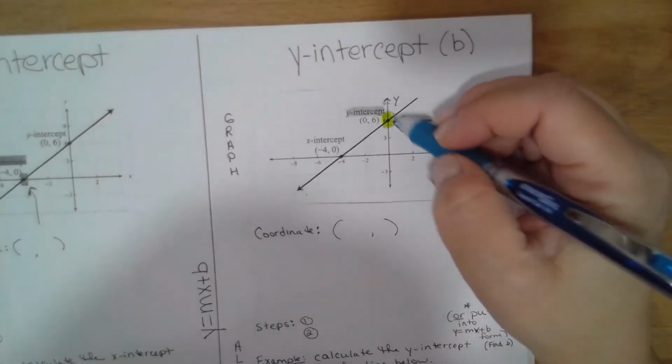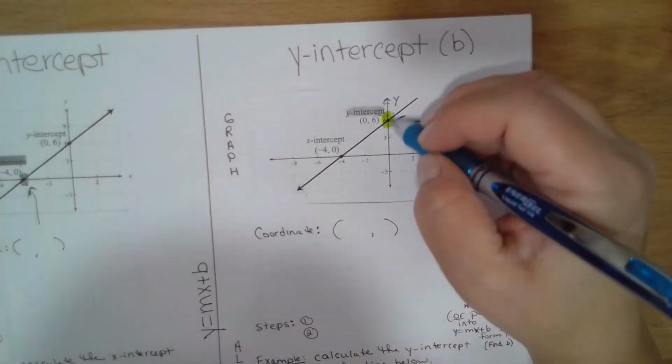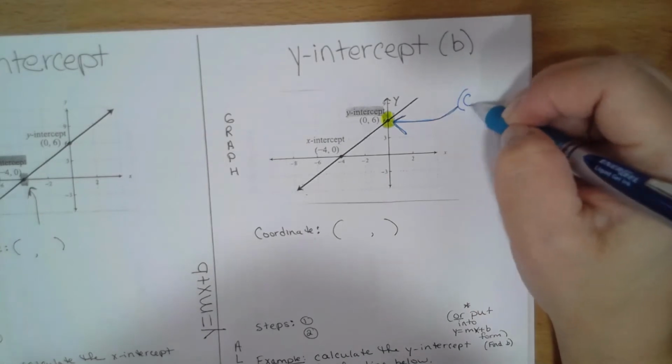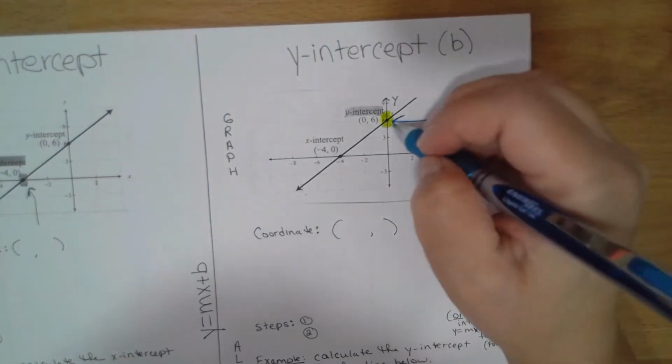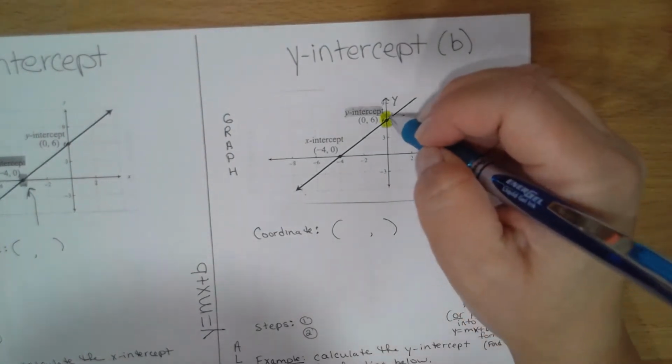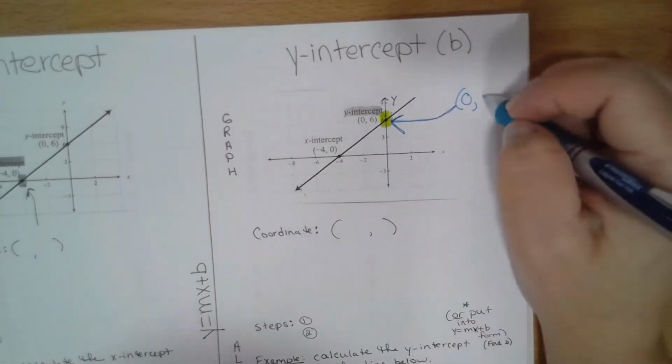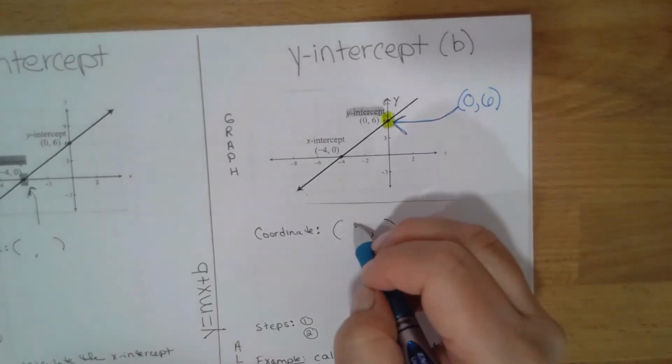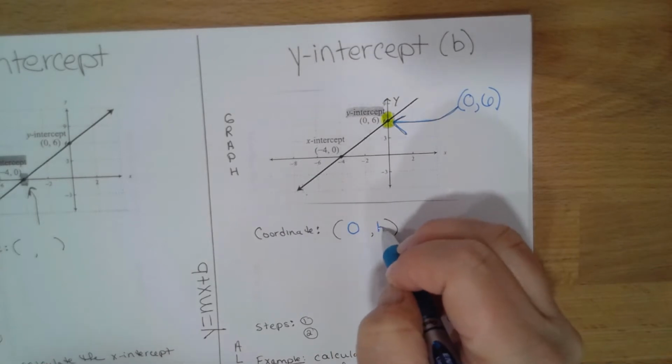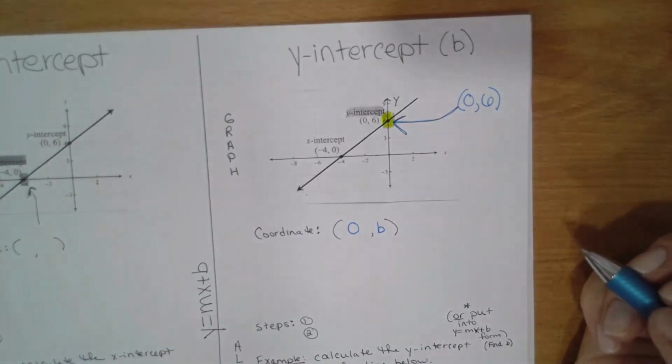I don't know if you can tell, my scale is going up by 3s. So remember, your y-intercept is always going to have x is 0, and then you're going to go up or down on the y-axis. So it's always going to be 0, and then b, we call our y-intercept, okay?